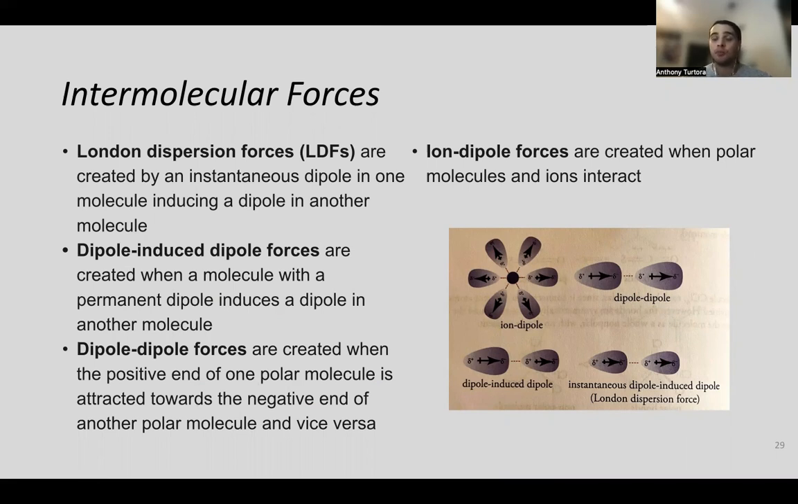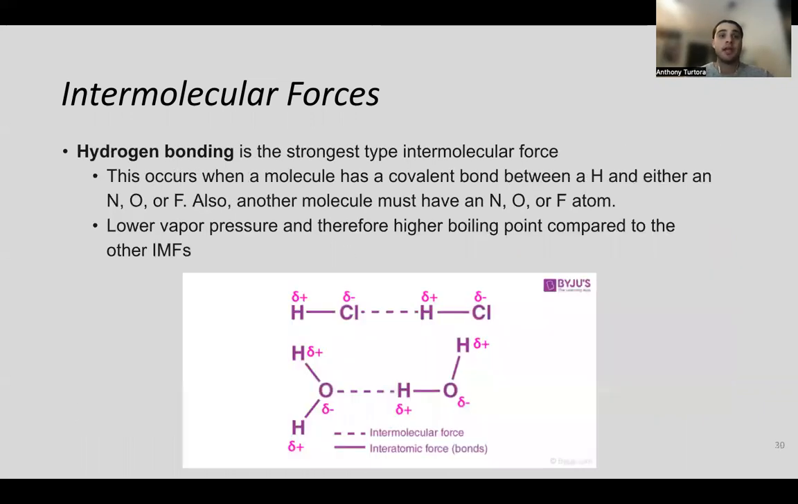A polar molecule, one with a permanent dipole, is going to interact with an ion. So either the positive end of a polar molecule interacting with a negatively charged ion, or vice versa. Now, hydrogen bonds. Hydrogen bonds are the strongest type of intermolecular force, but again, not as strong as covalent and not as strong as ionic bonds.